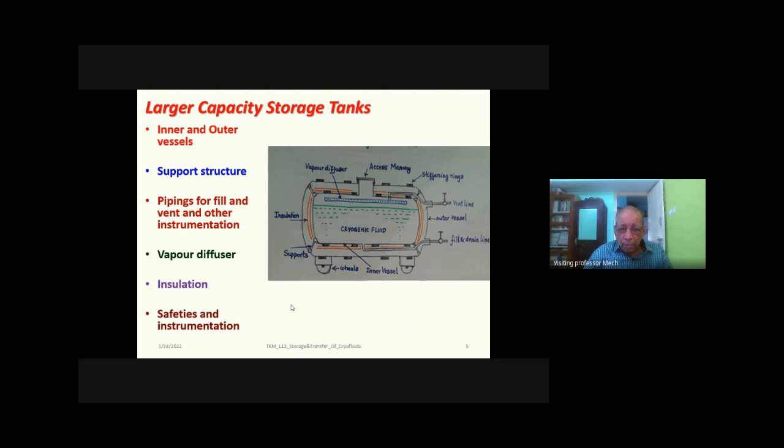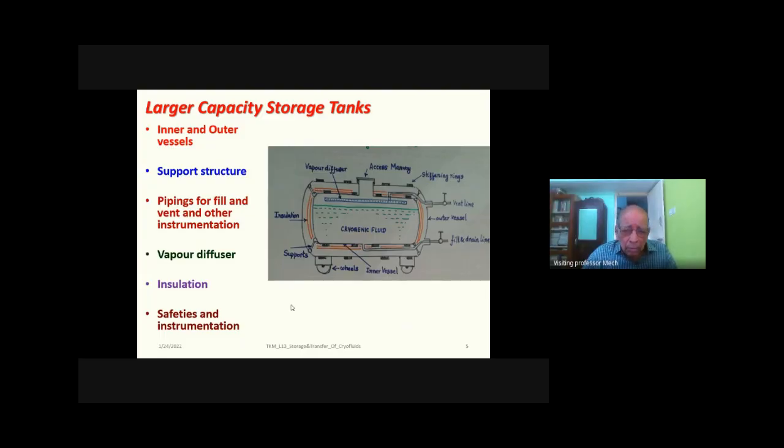Many times, if they are big containers, then the pressures at the surface have to be distributed equally at all locations. So you think of having a vapor diffuser arrangement, and that vapor diffuser will make sure that the pressure is more or less uniform at all these locations. Okay.